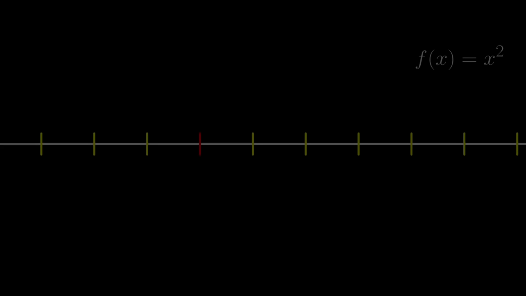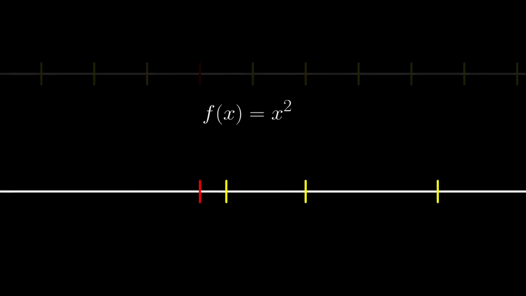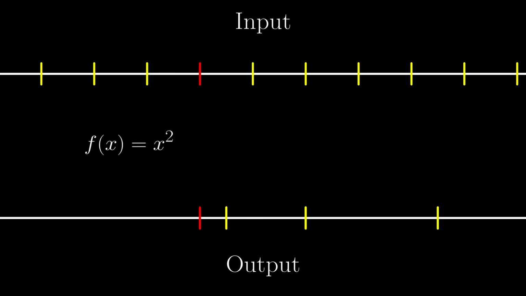Let's think of one-dimensional functions this way, as transformations of the number line. So this is how squaring looks like. We are talking about a general function, so the spacings can be uneven. Now pick a point on the input number line, say a.